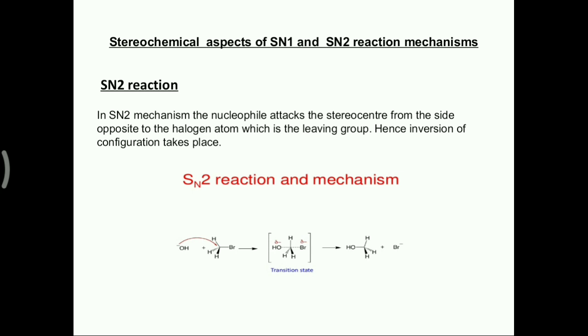The mechanism for the SN2 reaction is written over there. It is a single step mechanism. Hope you all remember it. Here the nucleophile, which is the OH- ion, is attacking the carbon atom from the opposite side of the leaving group. Here the leaving group is the halogen atom, here it is bromine. Now the configuration of the product is completely inverted. That means the product has inversion of configuration. So under the SN2 mechanism, the products we obtain will have an inversion of configuration.